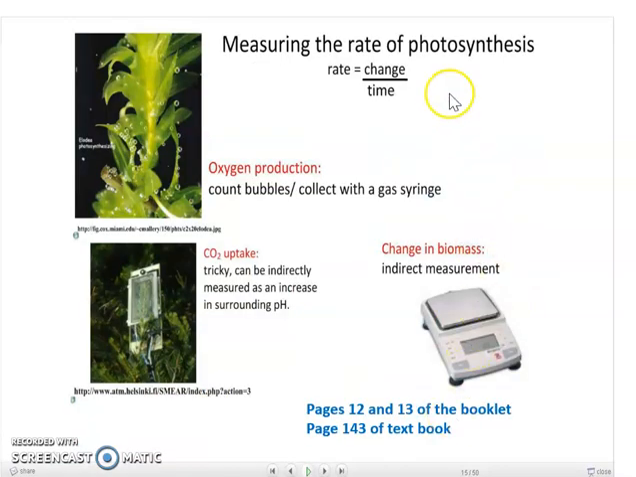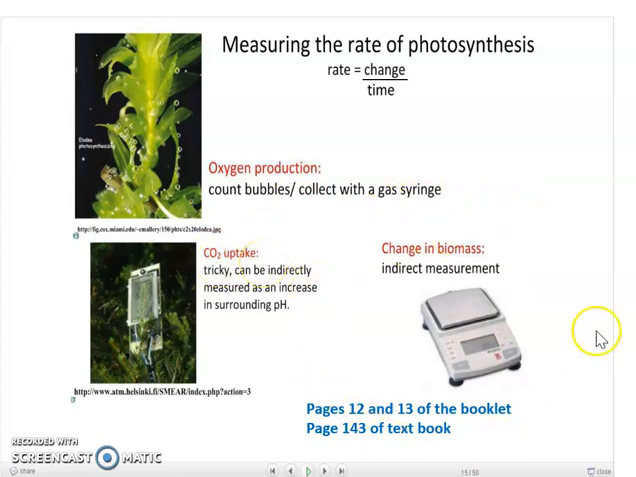So remember that the rate is any kind of change per unit time. We've got this pondweed practical, which is the classic one, which allows us to measure the oxygen production per unit time. It's also possible, but a little bit tricky in a school laboratory, to measure the uptake of carbon dioxide as a measurement of the rate of photosynthesis too.